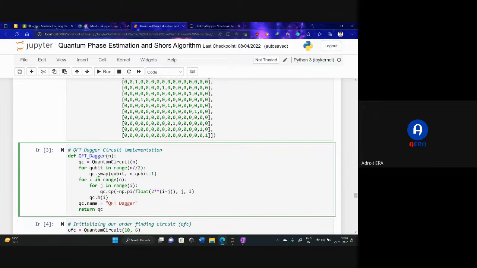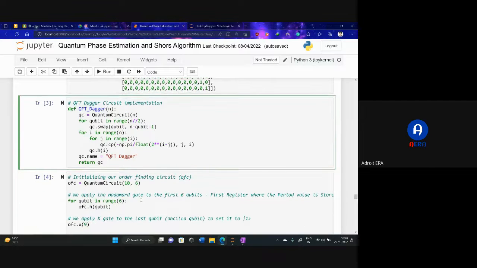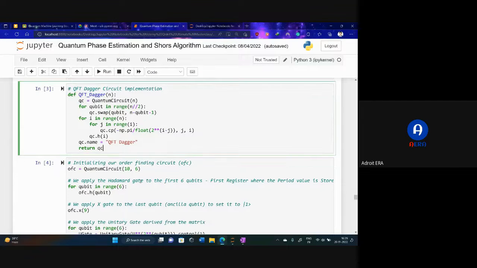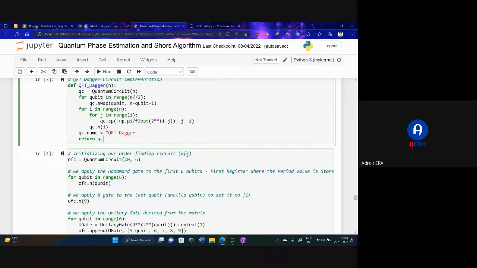You have the swaps and then you go in the opposite way. It is the opposite way of the quantum Fourier transform circuit. And then what we are going to do is define our order finding circuit, which we name as OFC, or you can name it as Shor's also. That's completely up to you. We define 10 qubits, out of which the first register needs to be measured. So we take the first register as the first 6 qubits. They are the first register.